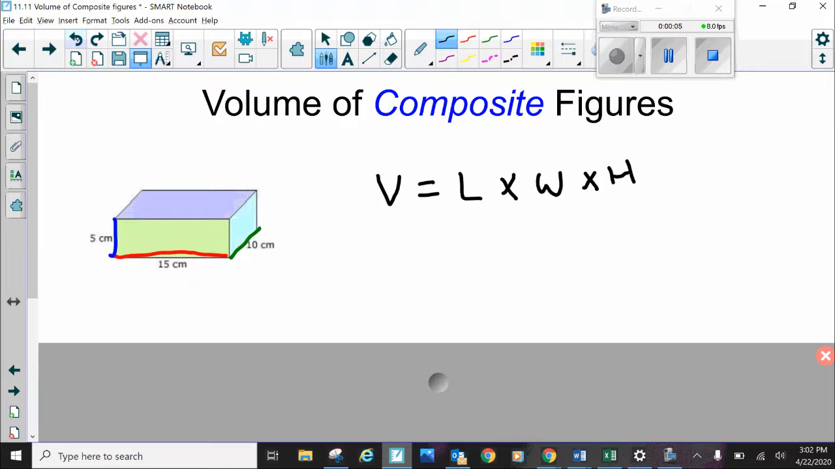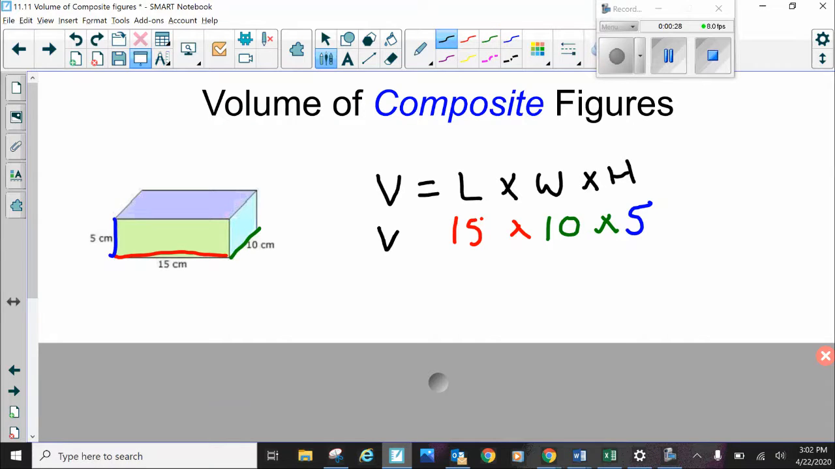And now first what we're going to be doing is we're going to be finding our length. And our length is the 15, which is this left to right dimension here. We're going to multiply that by the width. And the width is this green dimension here. And then finally we're going to multiply that by our height. And our height is the blue dimension there, the 5, right? And this is going to be our volume.